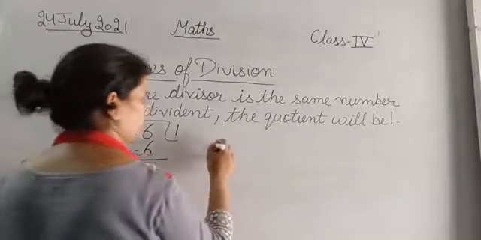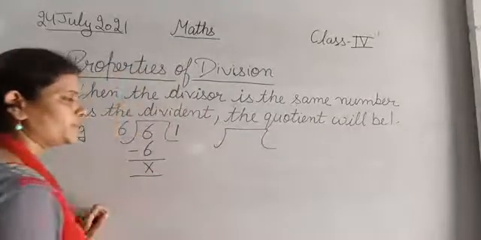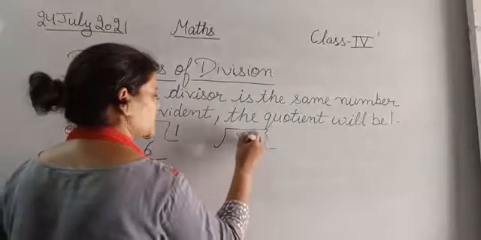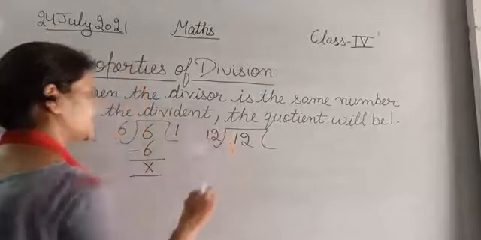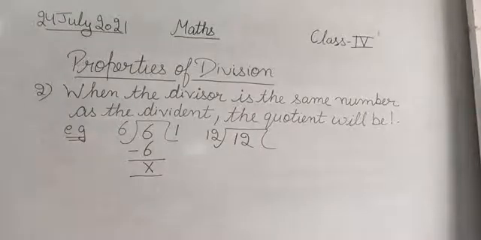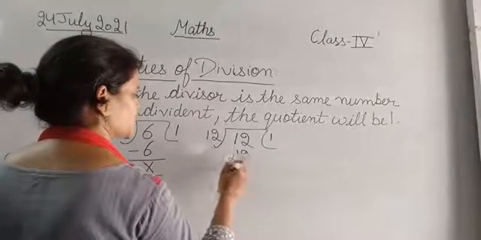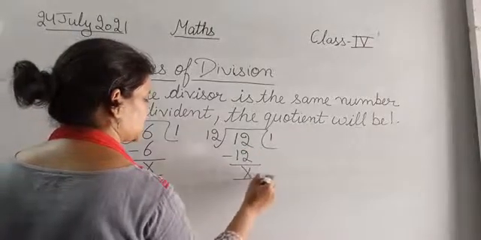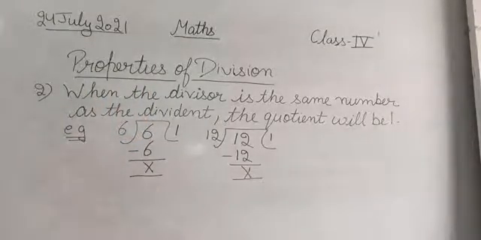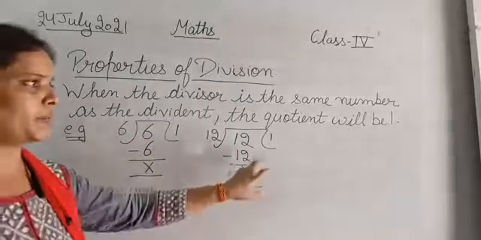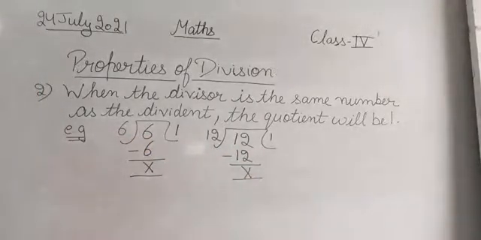Okay, let's take one more example. So let's divide 12 with 12. 12 ones are 12. So 12 minus 12, nothing is left. Okay, so here we are having the same divisor and the dividend. In both the examples we are having the same divisor and the dividend. So when we have the same number as the dividend and the divisor, the quotient will be 1.